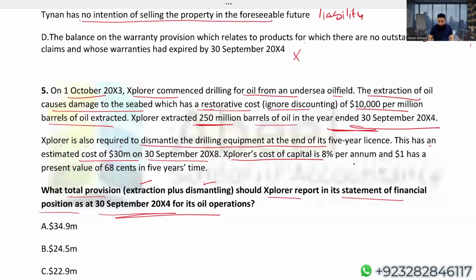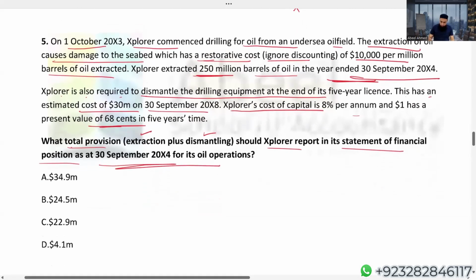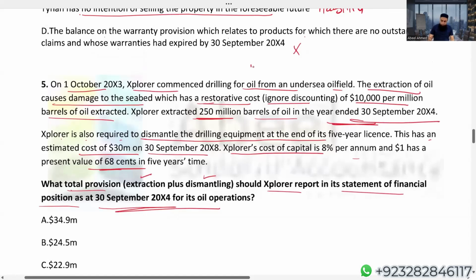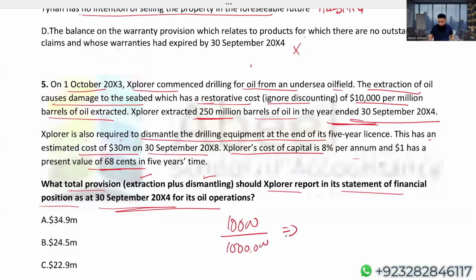The explorer's cost of capital is 8% per annum. For $1, the present value is 68 cents, meaning 0.68, in 5 years' time. Now listen, everything is in millions. Due to extraction, the cost which I have to bear is $10,000 per million. First of all, $10,000 divided by a million gives $0.01 per million barrels of extraction. Why am I doing this? Because the entire data they have given me is in millions.